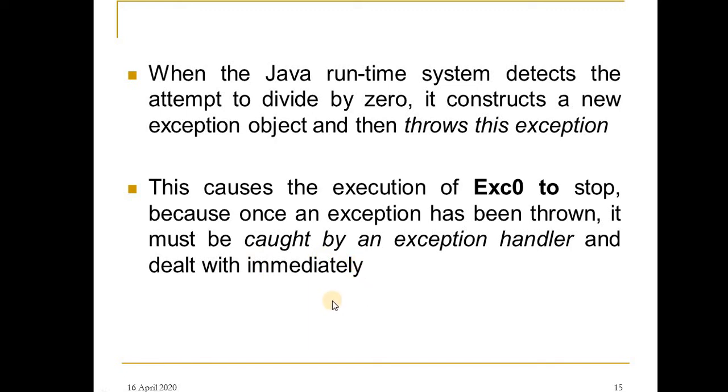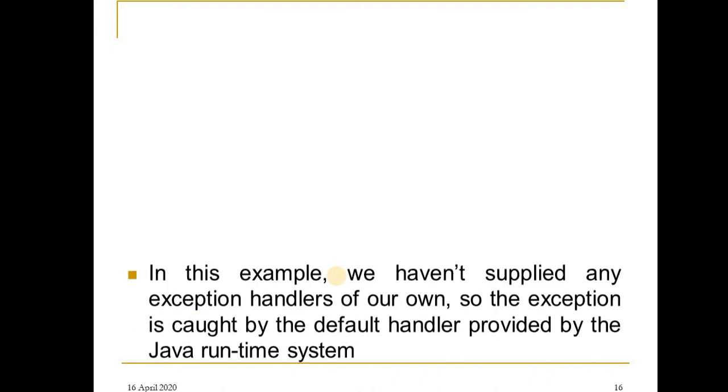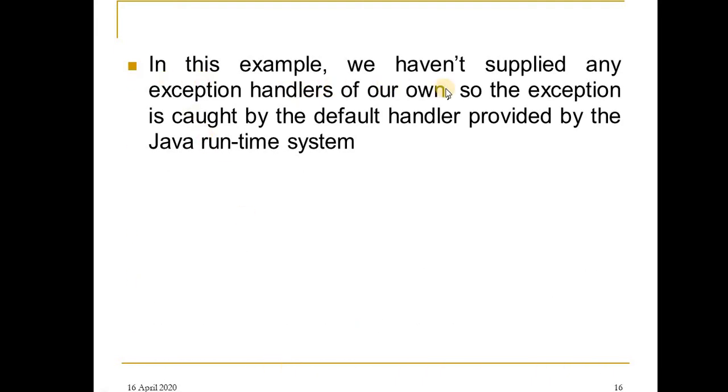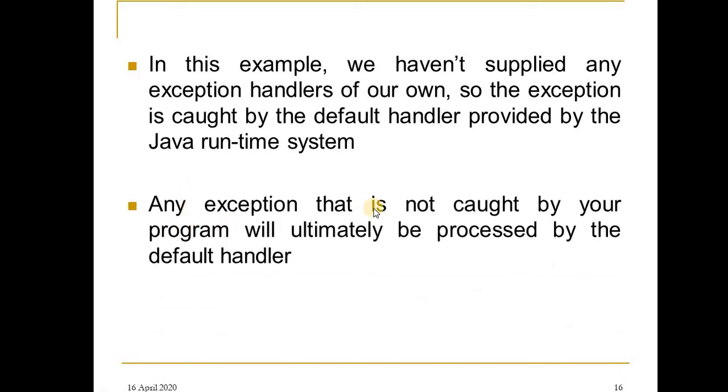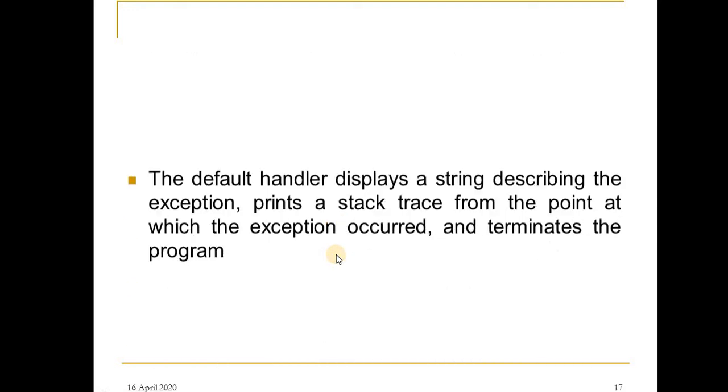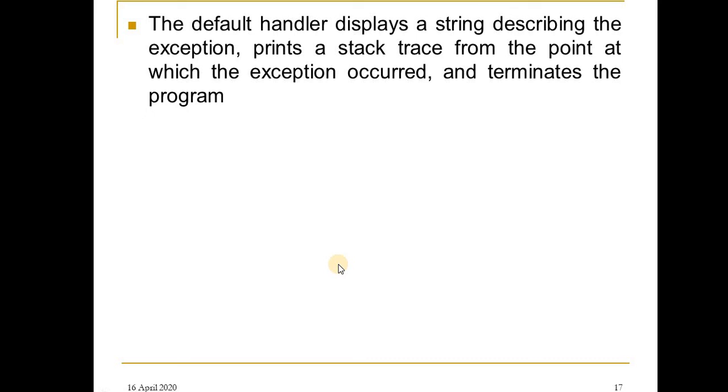Over here, our exception handler is a default handler provided by the Java runtime system. In this example, we haven't supplied any exception handlers of our own, so the exception is caught by the default handler provided by the Java runtime system. Any exception that is not caught by your program will ultimately be processed by the default handler. The default handler displays a string describing the exception, prints a stack trace from the point at which the exception occurred, and terminates the program.